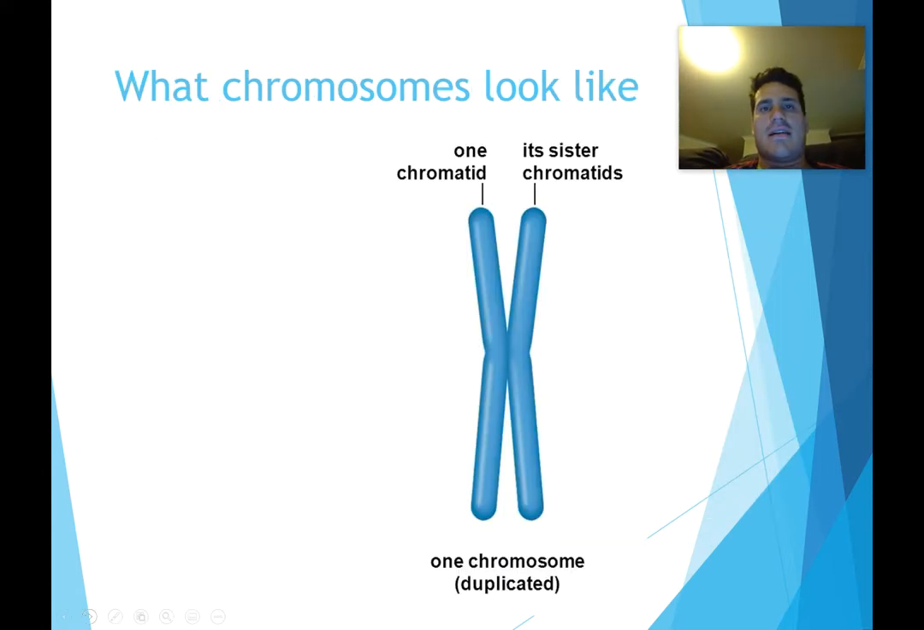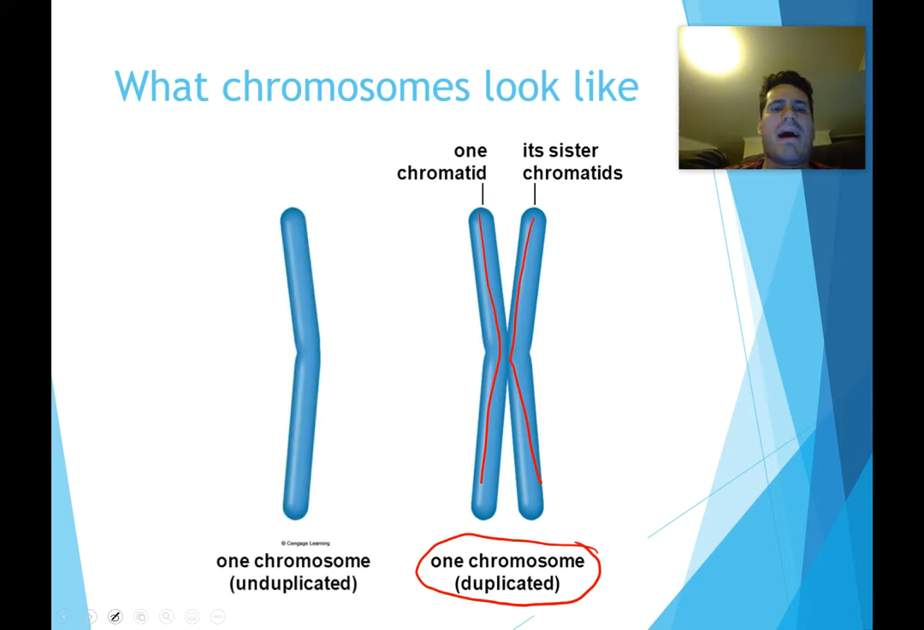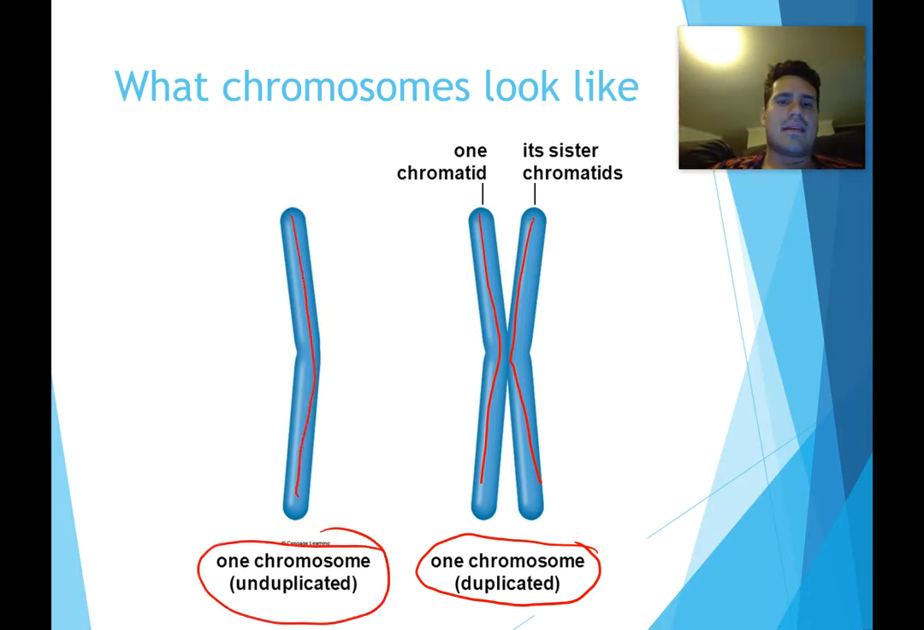All right, so what chromosomes look like, okay? Chromosomes, we often represent them like this. We represent them duplicated. And yeah, sure, this is one chromosome, all right? This is one chromatid, okay? But actually, most of the time, chromosomes actually look like this, right? Just a linear, unduplicated chromosome.